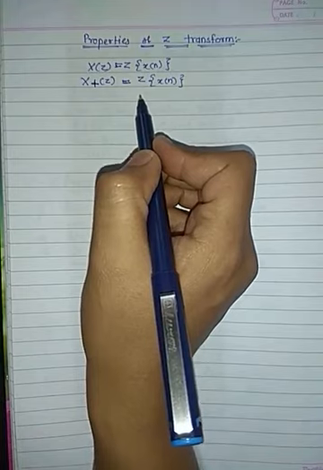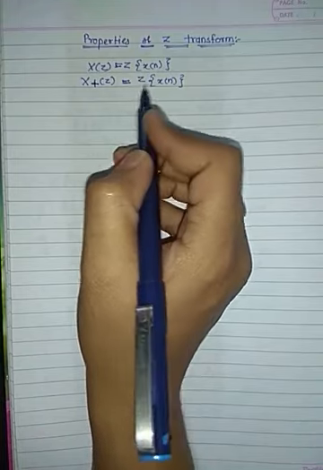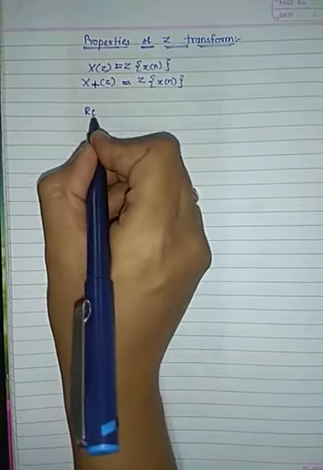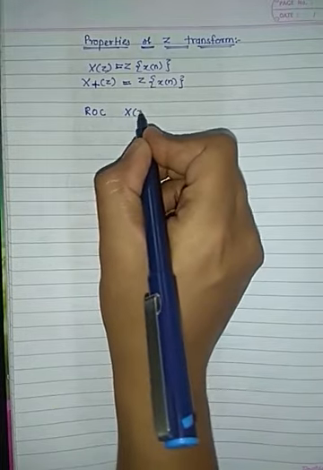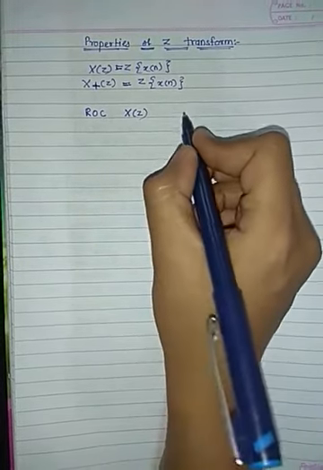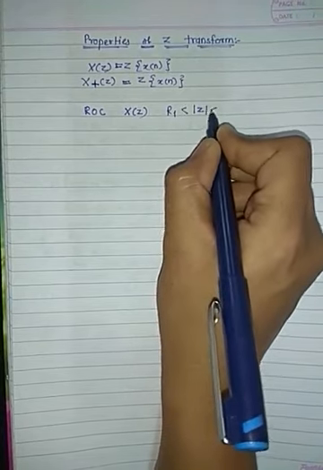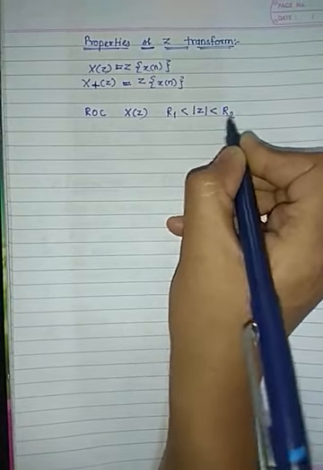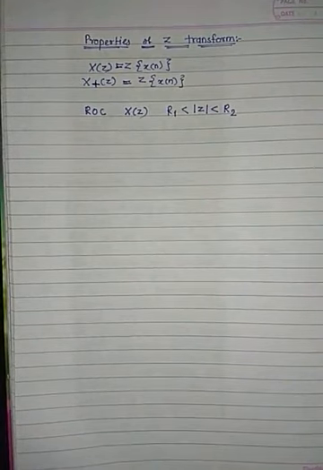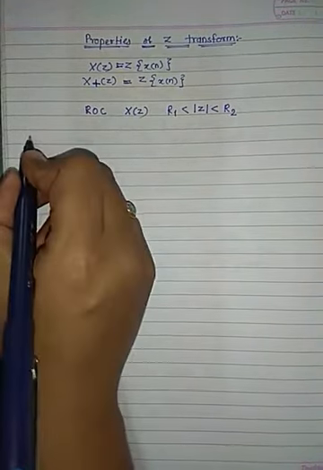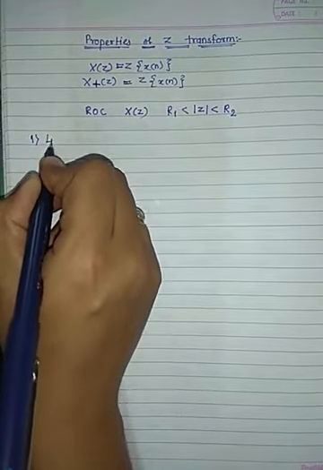Now let the ROC of X of z be R1 less than modulus of z less than R2, where R1 and R2 are the radii of two circles. The first property is the linearity property.